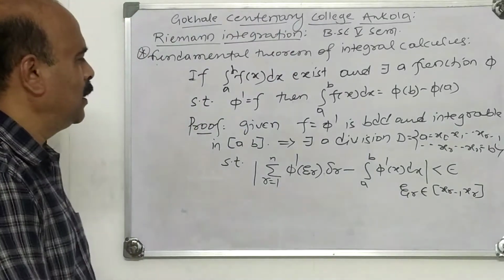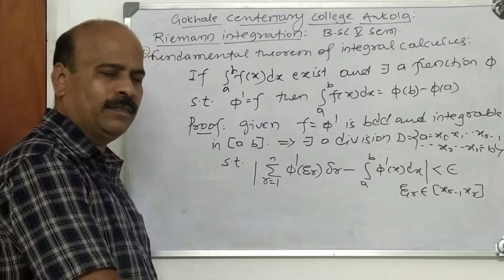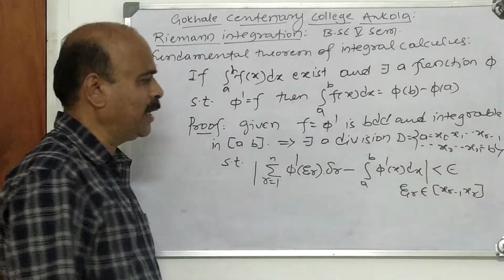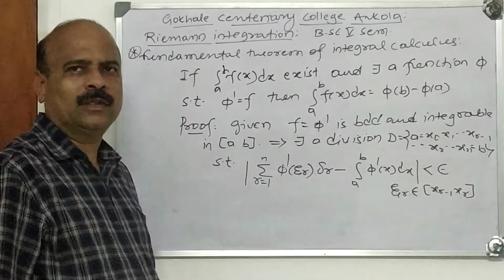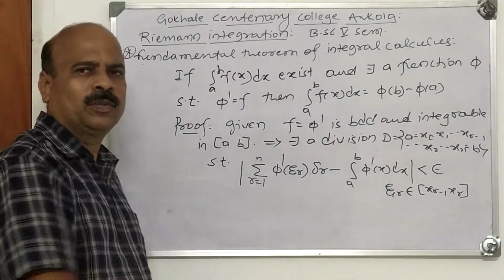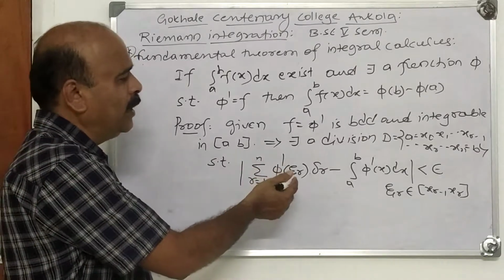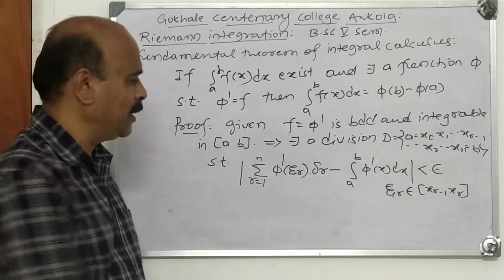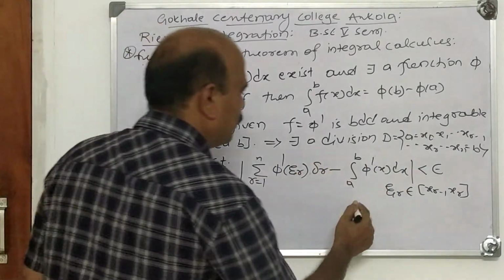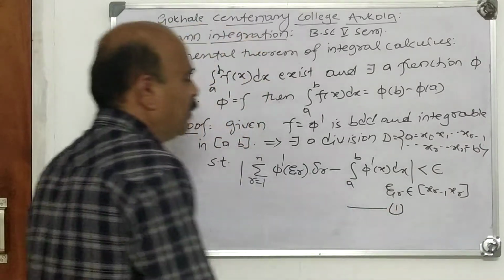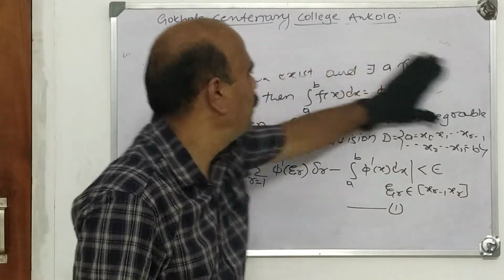Here we have used the alternate definition of Riemann integration. We had given two definitions of Riemann integration. First one is in terms of sums, upper and lower sums. Then we have defined an alternate definition of Riemann integral. I have used this. You refer to that one, the alternate definition of Riemann integration. I take this as 1.